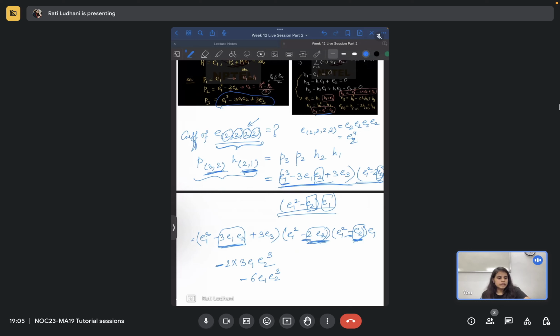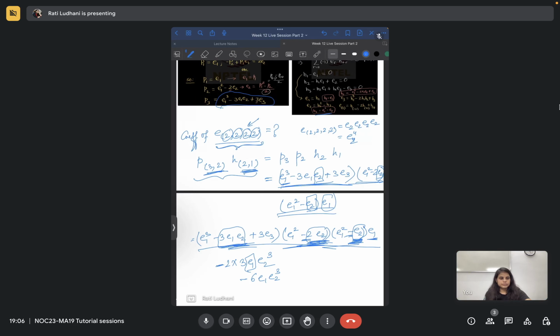So why am I looking at this? If we just look at these terms, we want e2 raised to power 4, so we need to make sure that we at least have 4 power for this. But here we are not going to get e2 raised to power 4, because we have e1 in the picture and there is no term of e2, no square here which can make it e2 raised to power 4, right? So when we do the product, we are not going to get e2 raised to power 4. Is that clear?